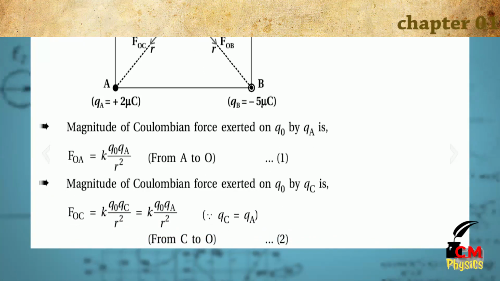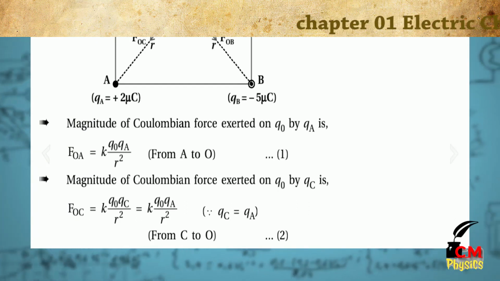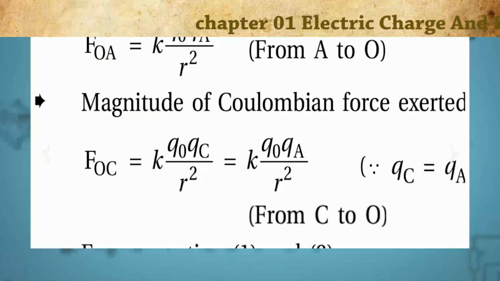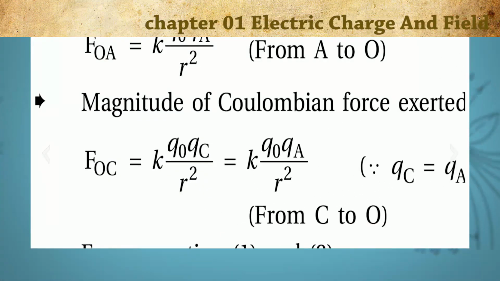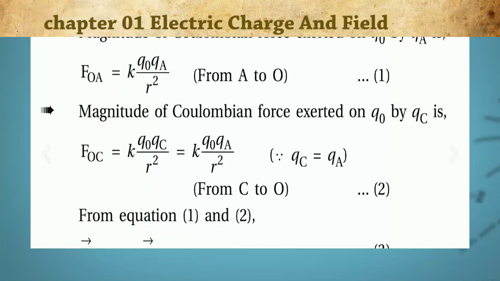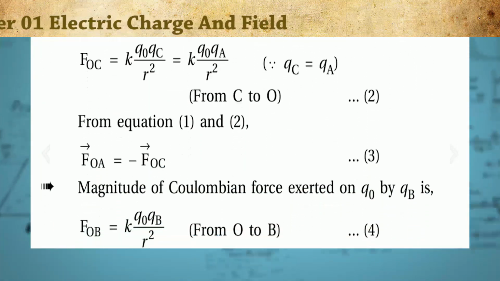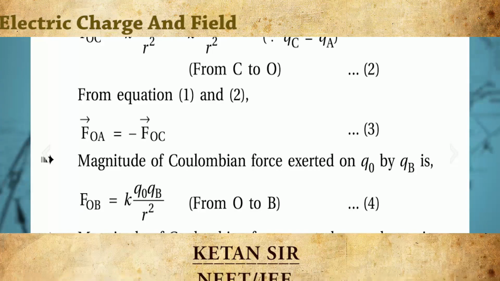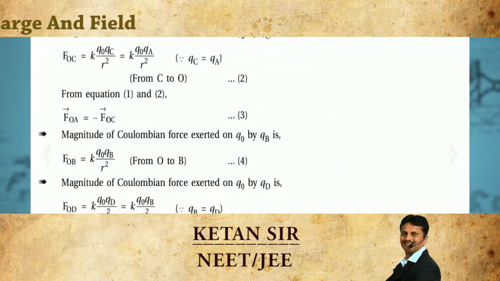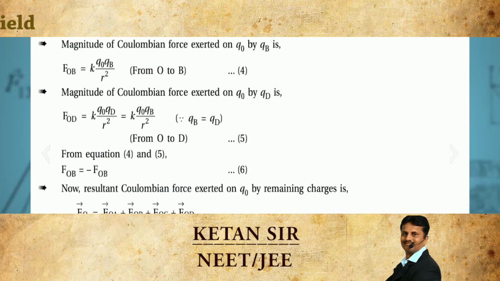Magnitude of the Coulombian force exerted on Q0 by QC is F of OC equals K Q0 QC by R square, which equals K Q0 QA by R square. Both are equal in magnitude and opposite in direction, so they cancel each other. In a similar way, the others cancel each other, and you can write the resultant force at O is 0.